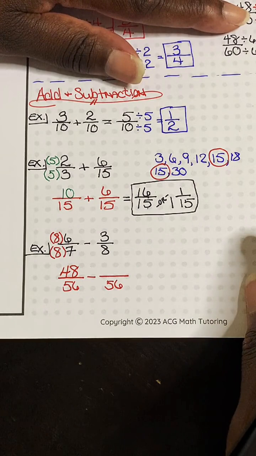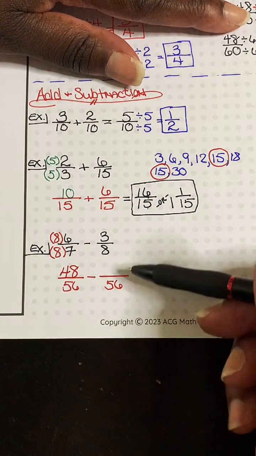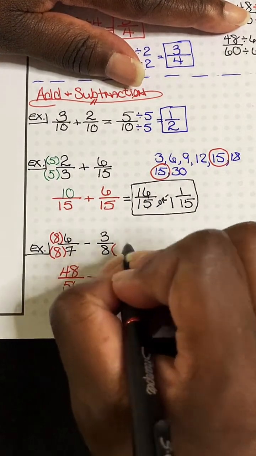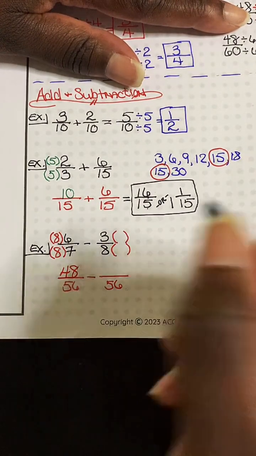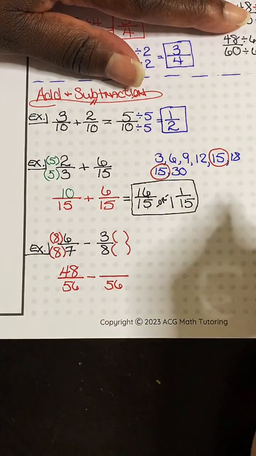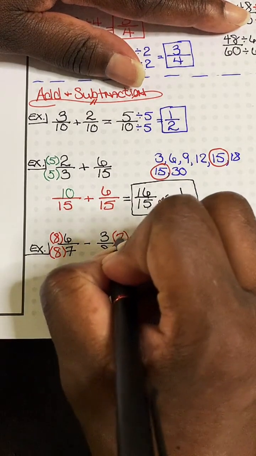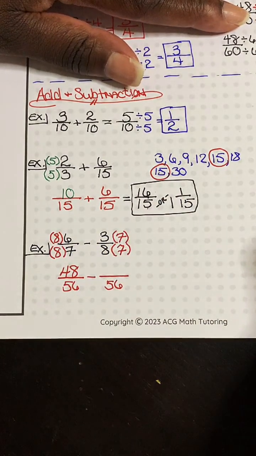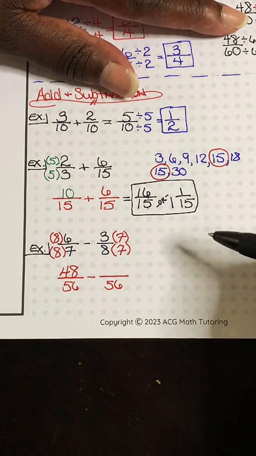There you go. All right. Now, to change our 8 to a 56, what do I have to multiply here? Okay, good. So 7 over 7. Saying 7. There we go.